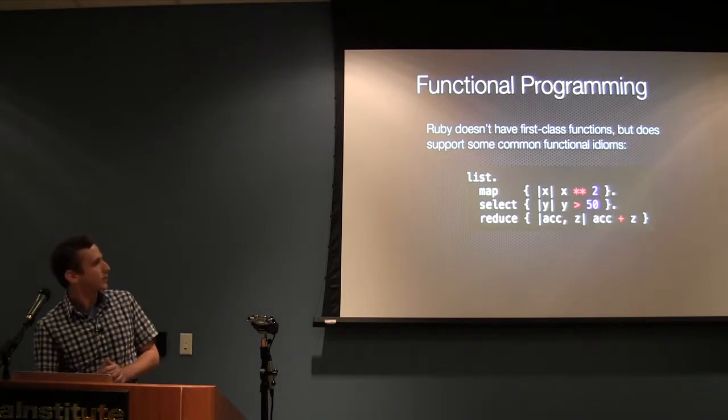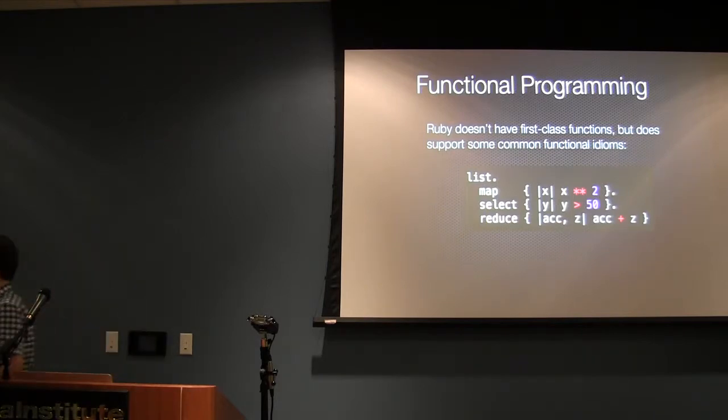Ruby does actually have some constructs for doing fairly strongly functional-looking things. Hopefully this is fairly familiar to most people. You just have a list of numbers. You can map across it, squaring all of them, just grab the ones that are bigger than 50, and then reduce all that down to the accumulator to sum it all up. Sort of a contrived example, but a basic one.